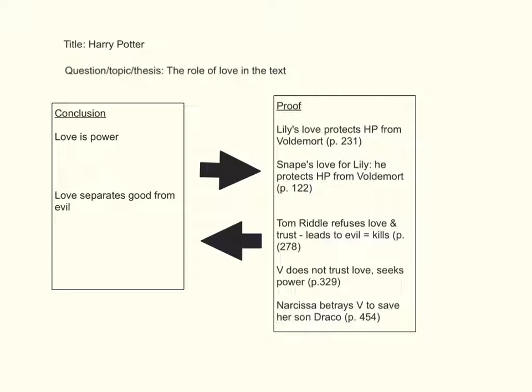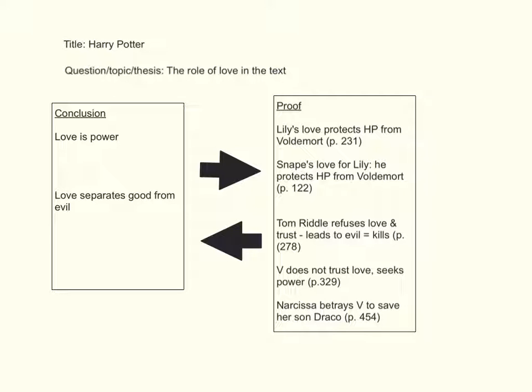Conversely, on the other side, we can see that Tom Riddle, in other words Voldemort, refuses love and trust in his youth, and that leads to evil. So we can see that love is the power that protects, but rejecting love also leads to a darker side. We can also see that Voldemort doesn't trust love and seeks power instead, for example on page 329.